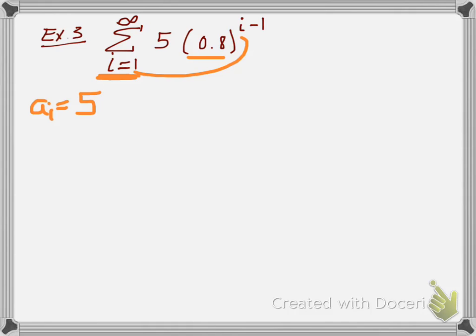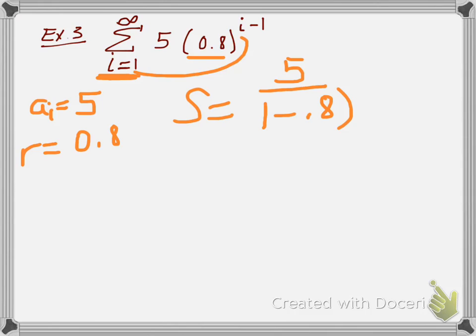Now, who's my r? 0.8. That one is given to you as whatever's going to be in that parentheses. So, find the sum. Sum equals 5 over 1 minus 0.8. And you put that into the calculator. What do you get? Equals 25. Perfect. Easy.